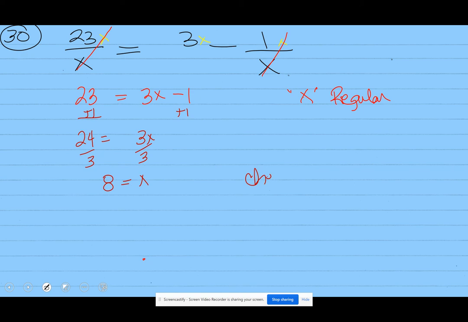I'm going to check it by plugging it into the denominator. I'm just checking for 0. If I get a 0, this one doesn't check. I don't get any zeros.